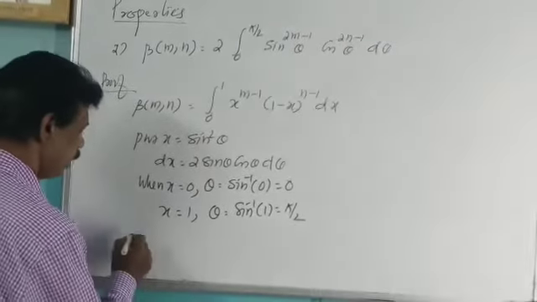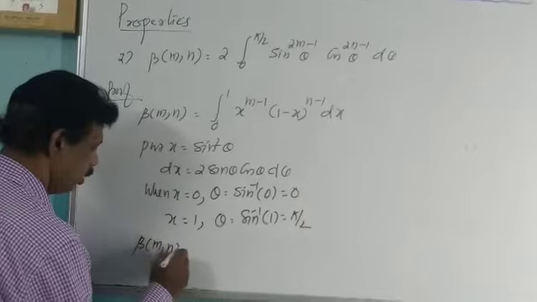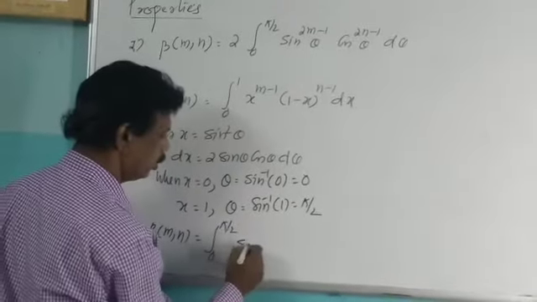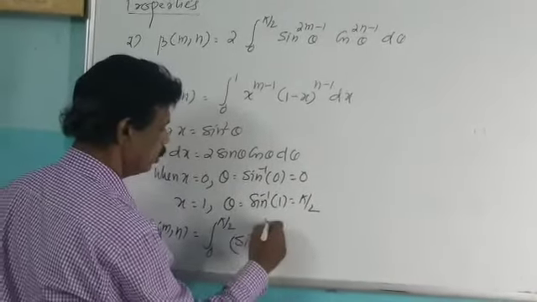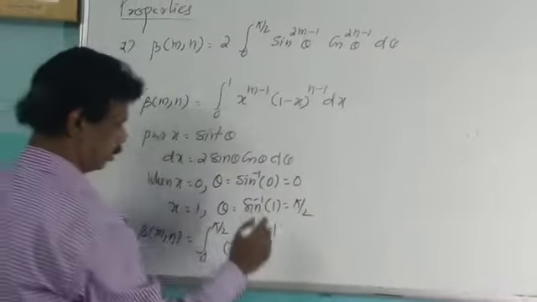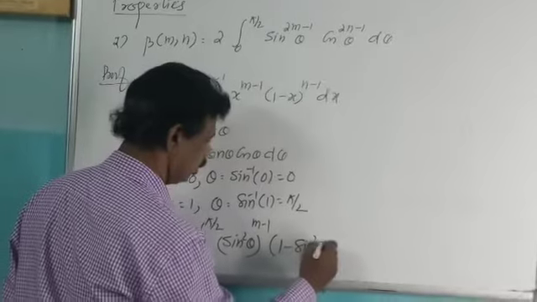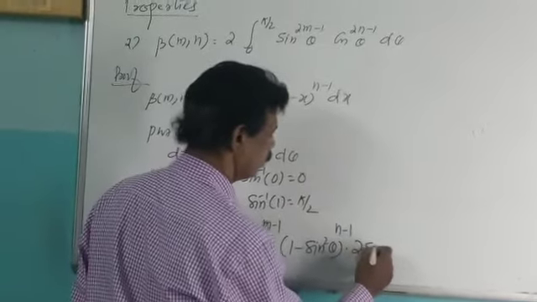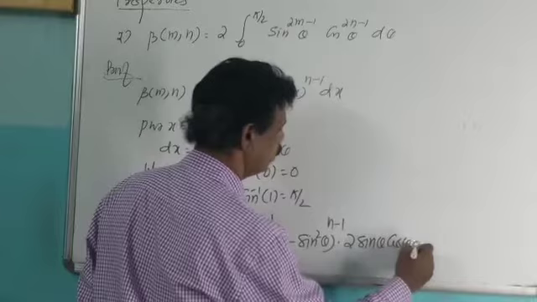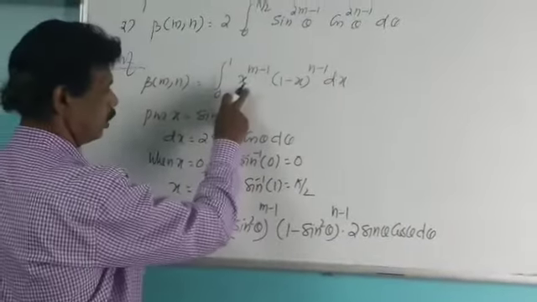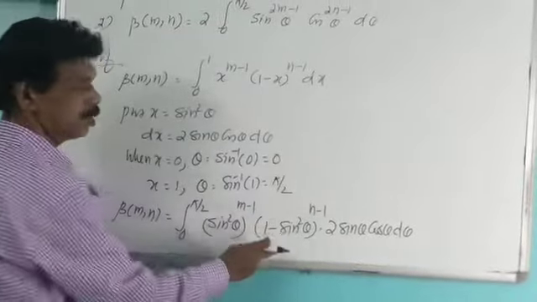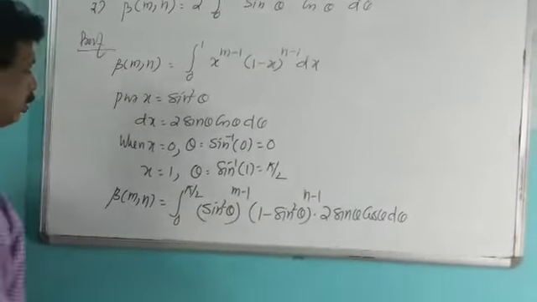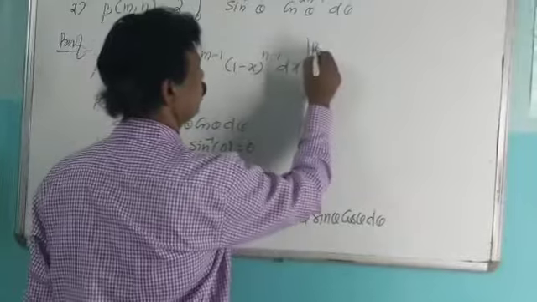That is, beta mn equal to integral 0 to pi by 2. X means sine square theta, sine square theta, the whole raised to m minus 1, and 1 minus x, 1 minus sine square theta, the whole raised to n minus 1, dx, where dx means 2 sine theta cos theta d theta.